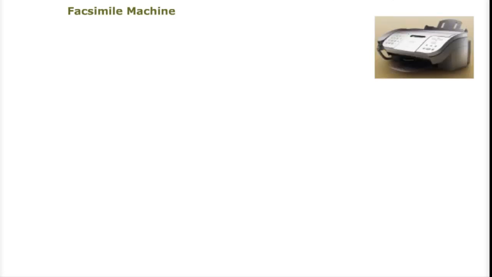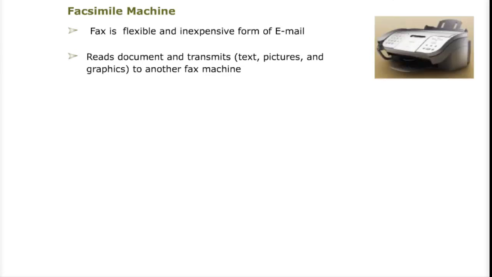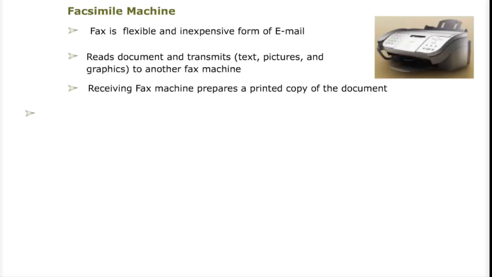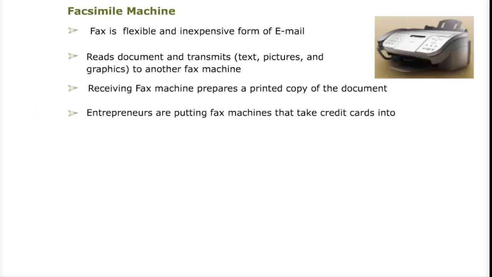Facsimile Machine. A facsimile machine or a fax is a flexible and inexpensive form of electronic mail. A fax machine reads the document that has been inserted into the machine and transmits the document, text, pictures and graphics over telephone lines to another fax machine that receives the message and prepares a printed copy of the document. Because increasing numbers of companies of all sizes are using fax machines, entrepreneurs are putting fax machines that take credit cards into airport lounges, hotel lobbies and convention centers.